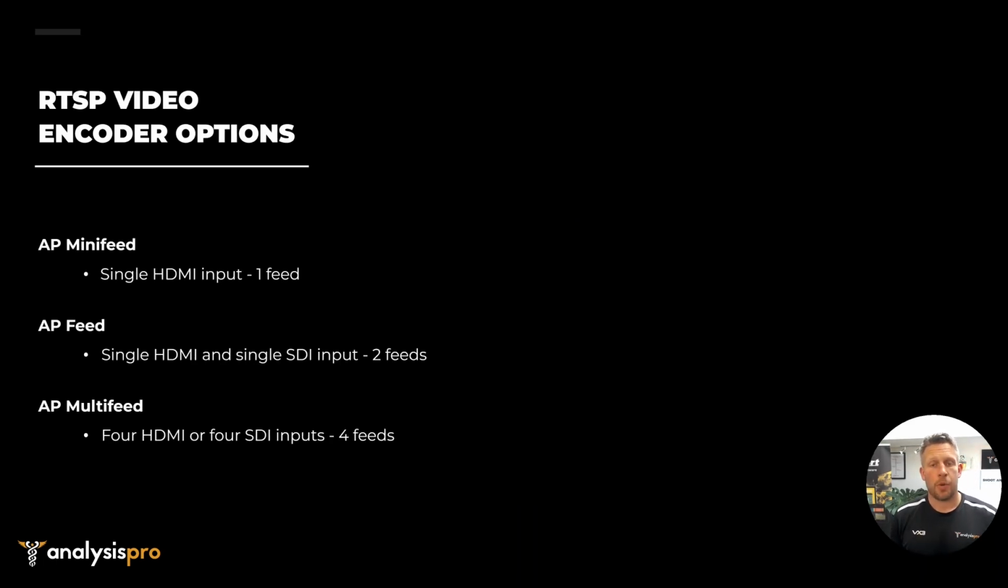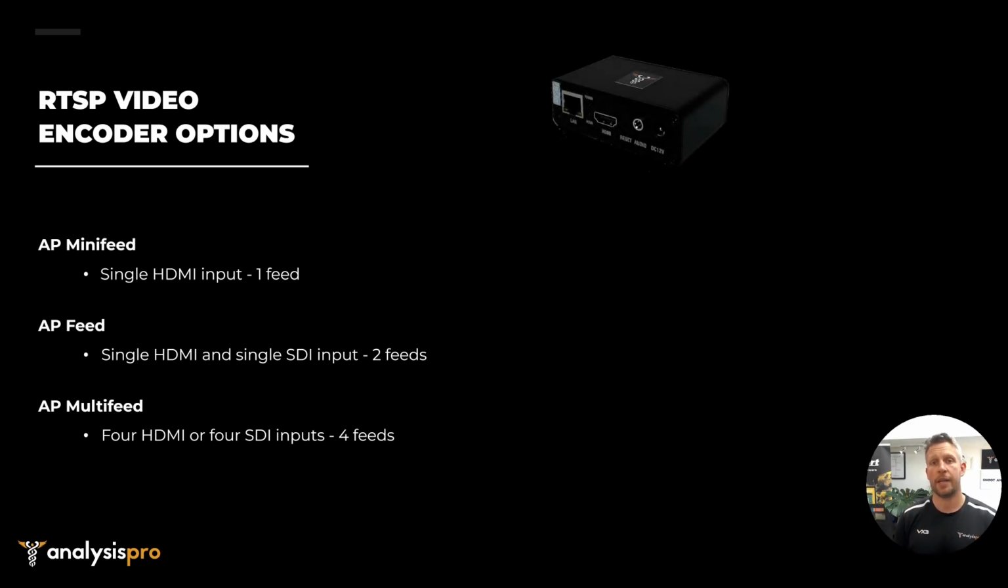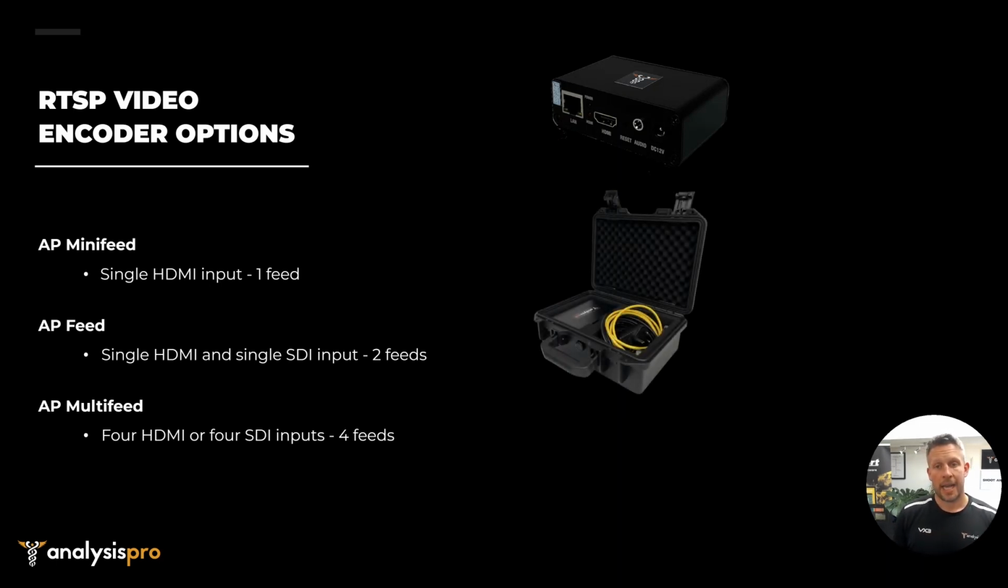So here at Analysis Pro, we've got a few different encoder options. Firstly is our AP mini feed. So this will take one HDMI input and it will convert that into RTSP. Next up is the AP feed, and this can take in one HDMI and one SDI feed. So you can have two feeds at once, or you can just mix and match between HDMI or SDI. If you're going to different environments, you don't know whether you've got HDMI or SDI available.